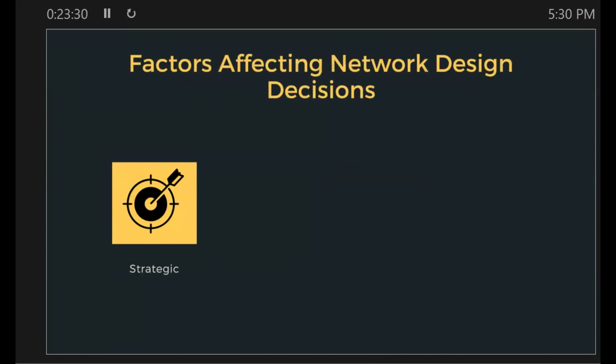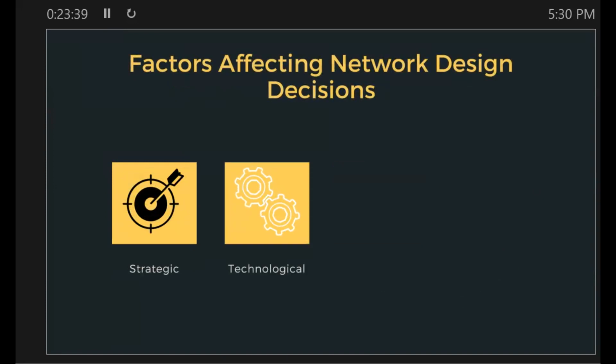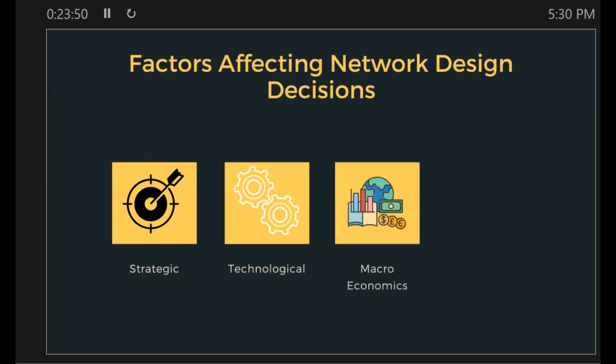Strategic factor: it is vital for a firm to identify its competitive advantage over its rivals. This will impact the cost effectiveness of the network design. Next is technological factors. It needs to be determined to identify significant equipment that may increase productivity and lower the operation cost.